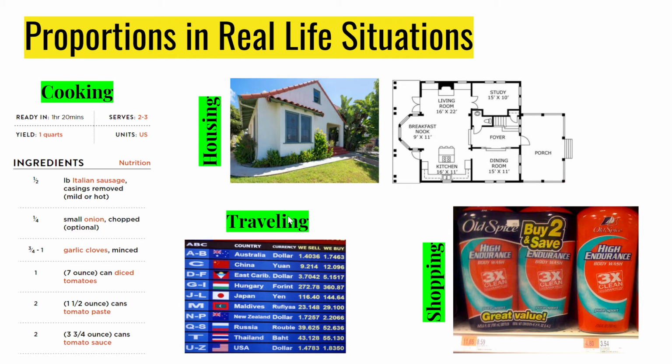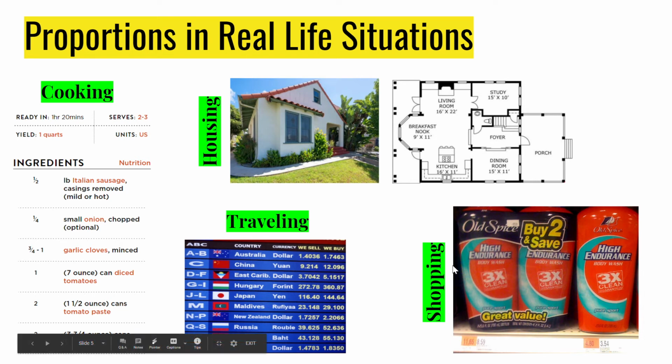Another place that you'll see proportions in real life is traveling. When you travel abroad, you'll recognize that not every place accepts the US dollar. So you have to exchange your currency into a different form of money. If let's say you're going to Mexico, you're going to exchange it into the peso. So how many pesos equals $1? And then let's say you have $50. How many pesos is that? So you have to do proportions. And that also applies to any other country you go to.